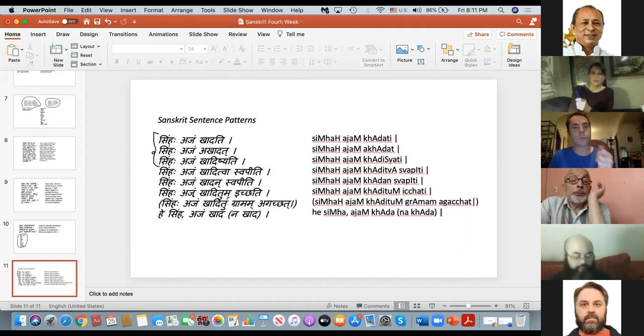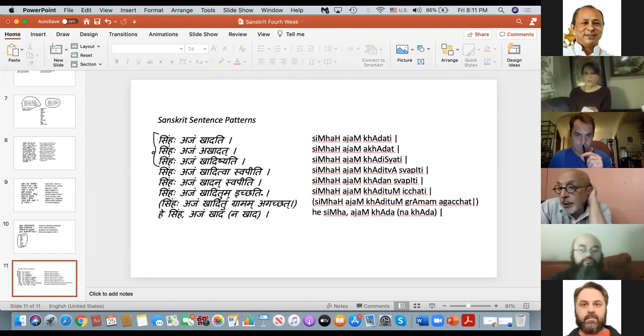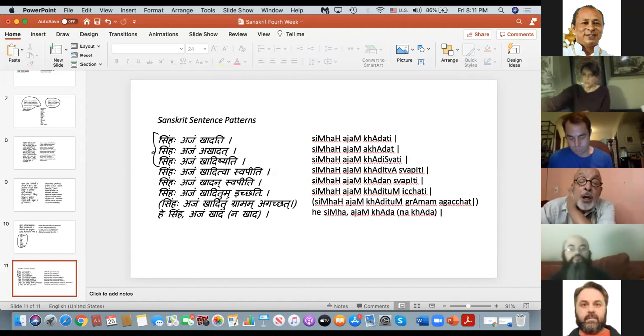Okay, now the next one is Simha ajam khaditum ichhati. Khaditum: to eat. Sometimes it means to eat, sometimes in order to eat. Ichhati may be a new word. Did I give you this word before? Ichhati likes, wants. He wants. Ichhati: he wants or he likes, depending on the sentence.